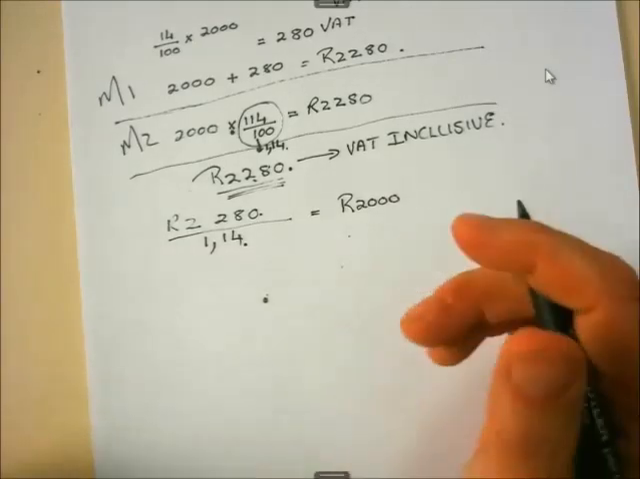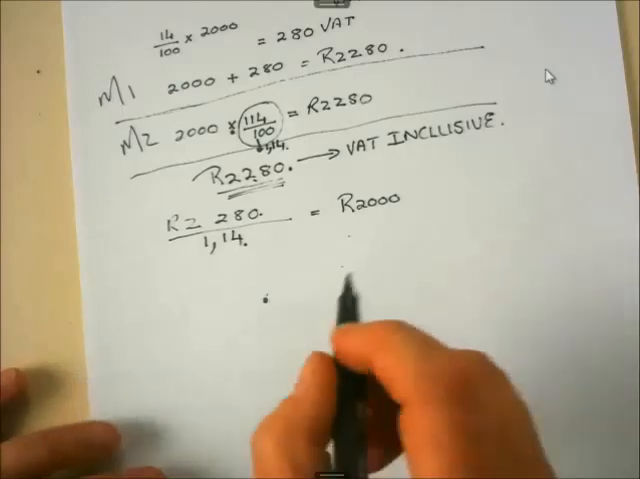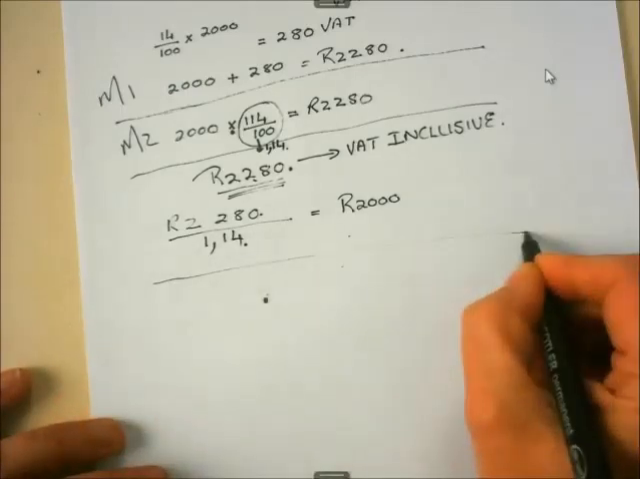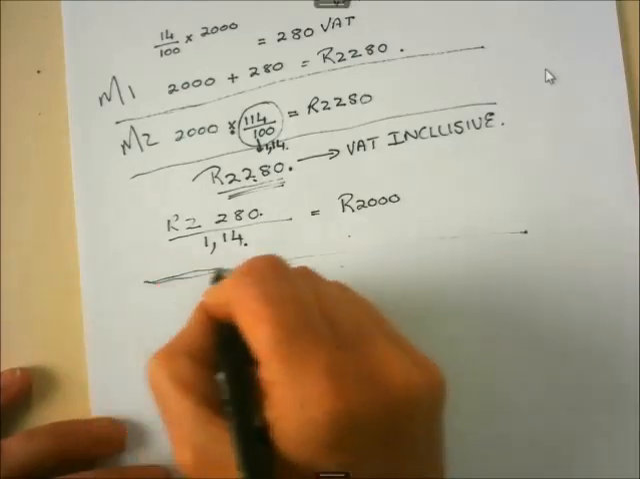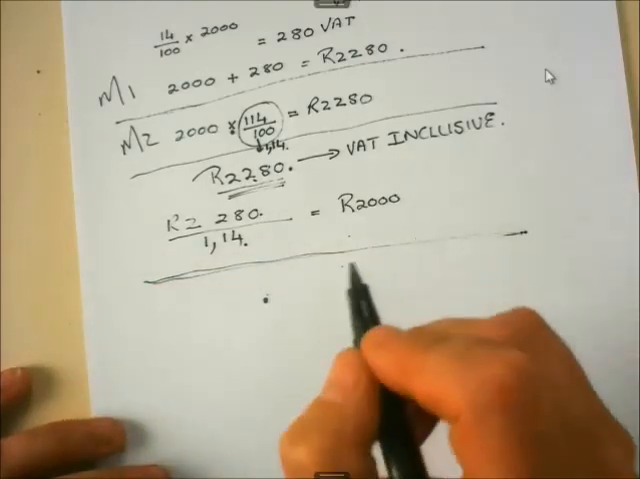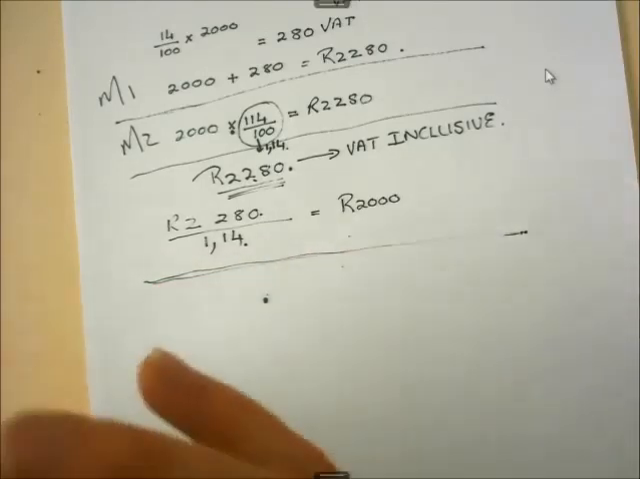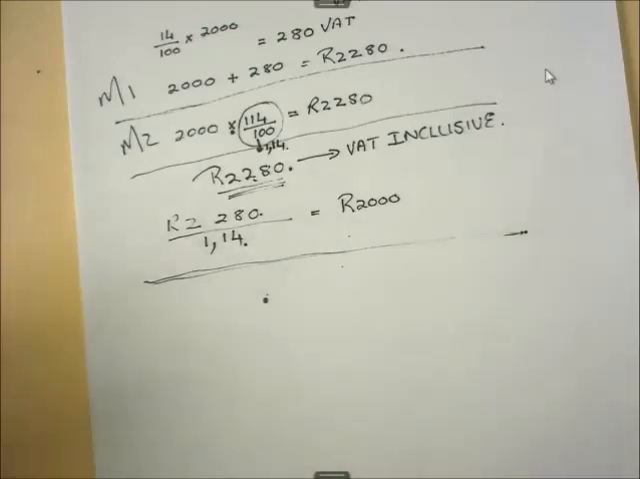without the VAT. Okay. Grade 12, this is very important. It's very important that you must read your question, because if you read your question, the question will tell you whether the VAT is included, whether the VAT is excluded. It doesn't have to be VAT.